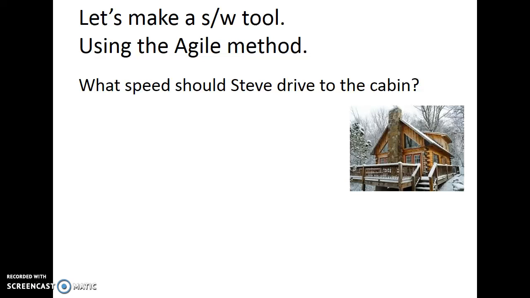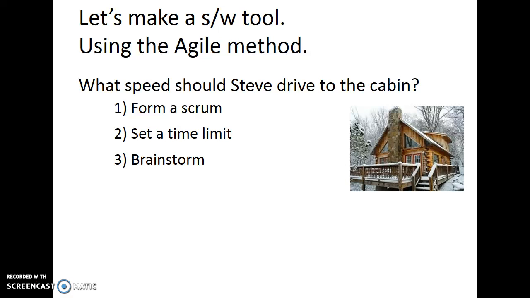So what you would do in agile development is form a Scrum. The Scrum is that small team that is going to work together to come up with the agile solution. They set a time limit. They brainstorm solutions. They tinker, create something, iterate it, validate it, do it all over again. So we are going to give it a shot, and I'll be right back.